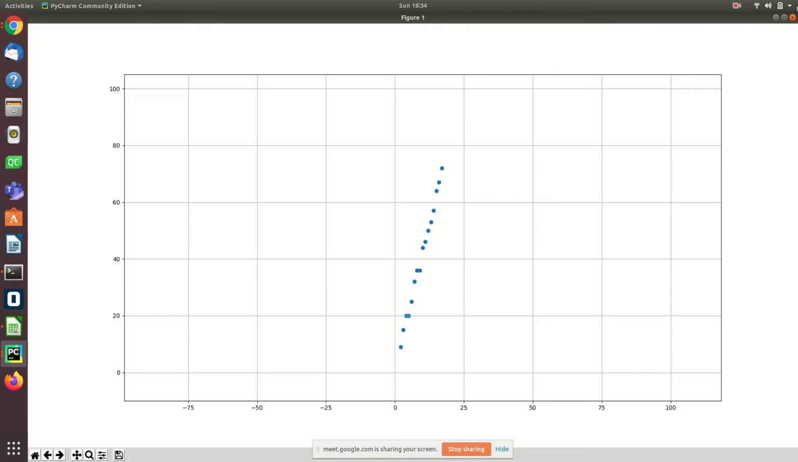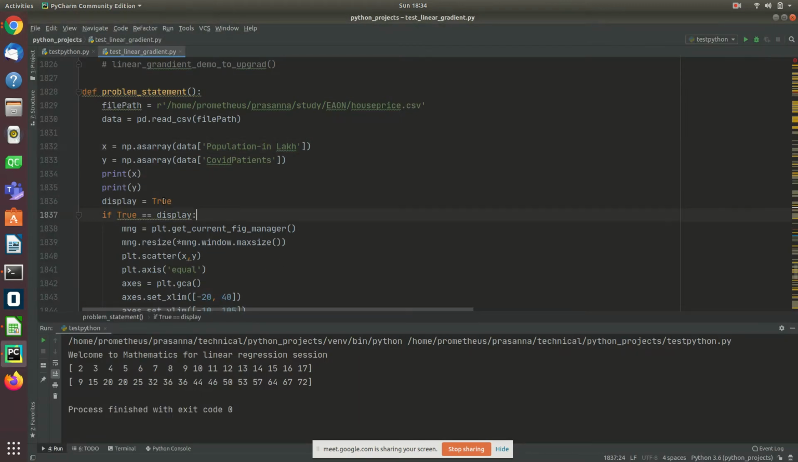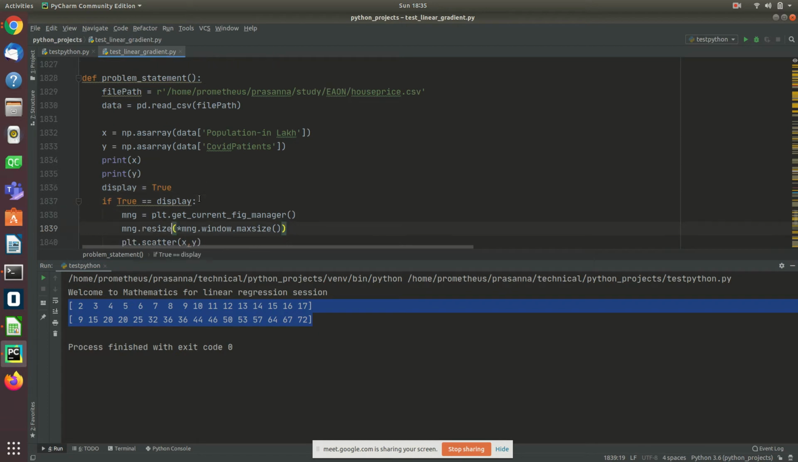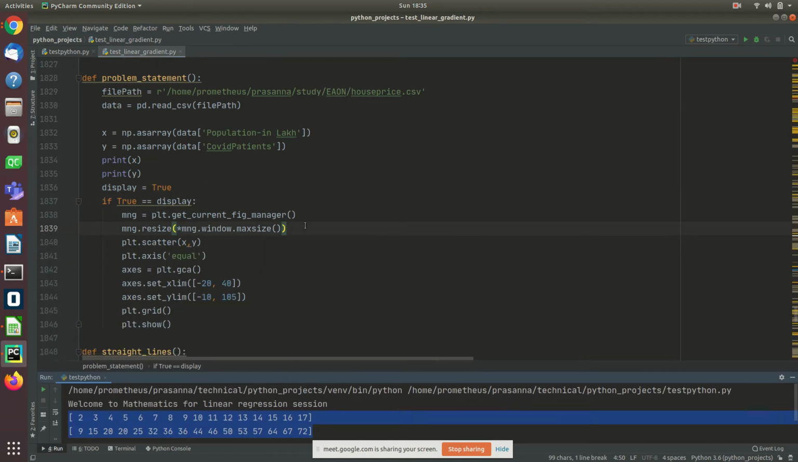It is coming. I'll make it false. This is the data. I didn't do much. I just printed the data from the Excel sheet to here. Now let's try to visualize. Just for your information, this is how Python works. This is done to show the picture in a maximized way. Otherwise, when we run, we have just a small one and then we have to maximize it.